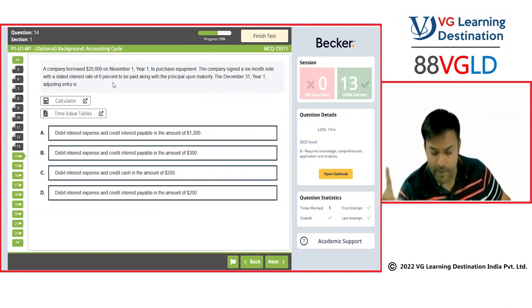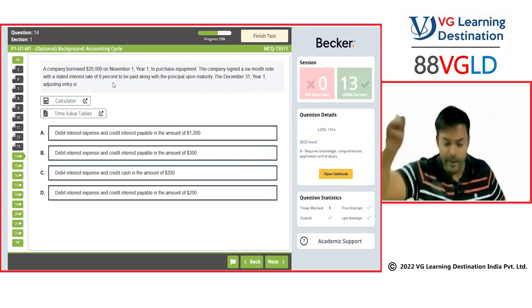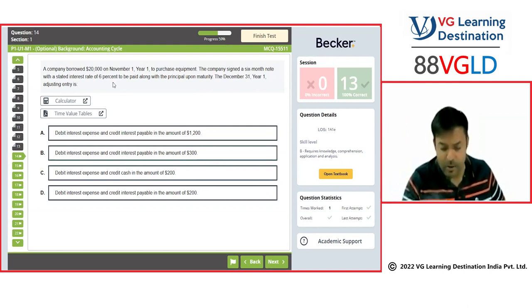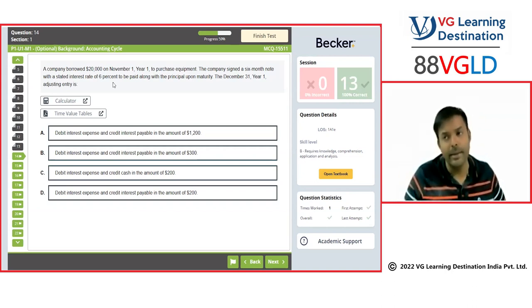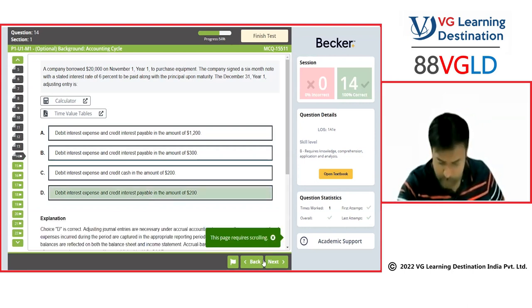So 2 months, November and December, this has been accrued to you, but will you pay it in November? No, you are going to pay it after 6 months. So that means November, December, January, February, March, April, you're going to pay on 30th April, but still you're going to book your liability and you're going to book your expenditure, which is going to be $200. Absolutely correct.